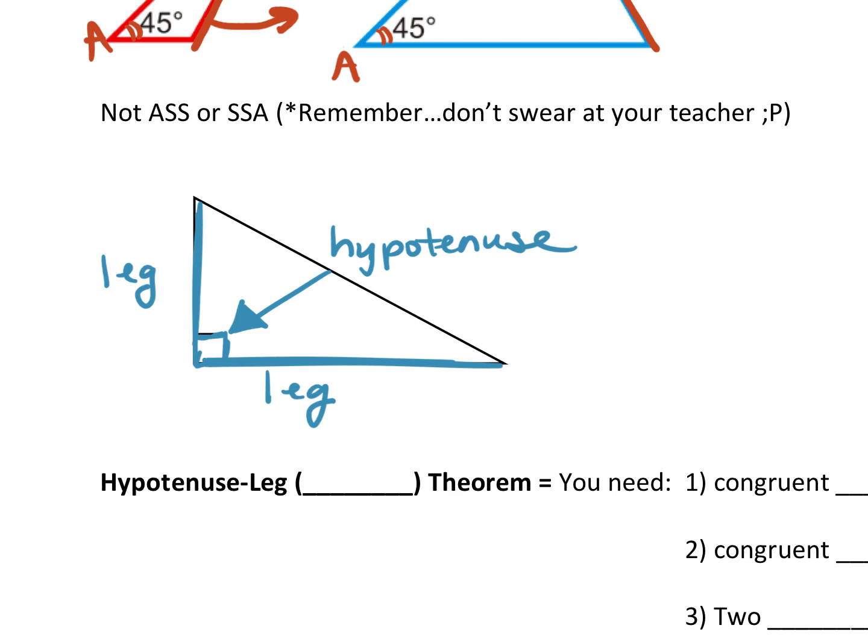Now, donkey theorem says angle, side, side, which doesn't work. But because it's a right triangle, we can make it work. We call it the hypotenuse leg triangle, or the HL theorem. In order for the HL theorem to work, I'm going to prove to you why it does work in just a minute, but you still need three things. So there's only two letters, right? H and L, but you still need three things for this to work.